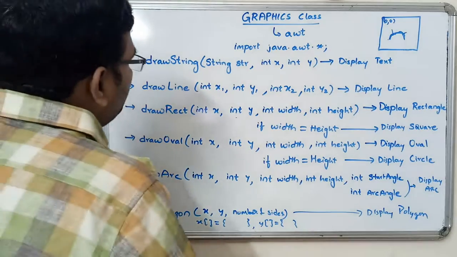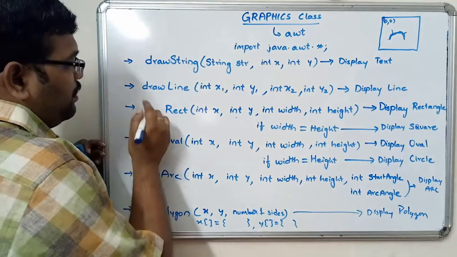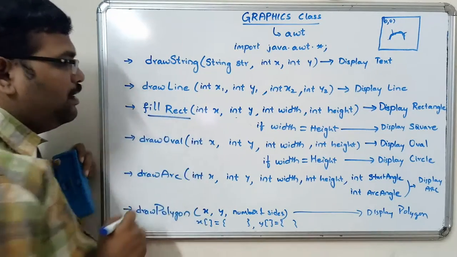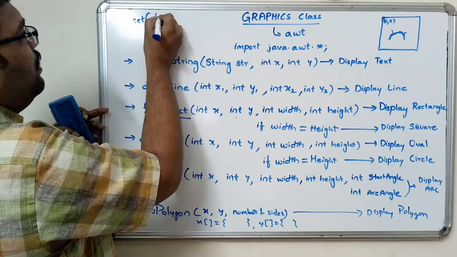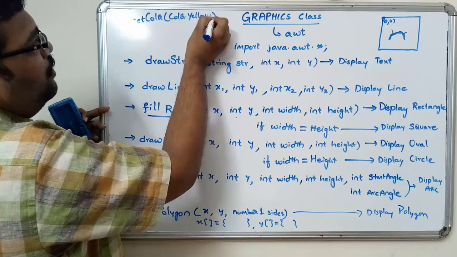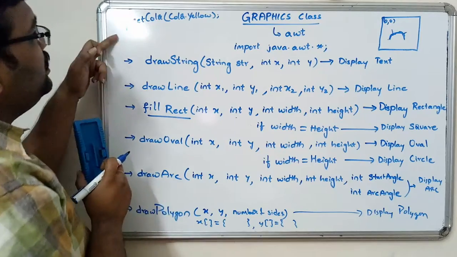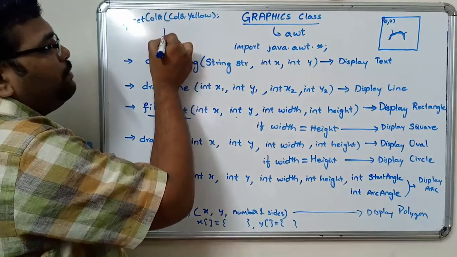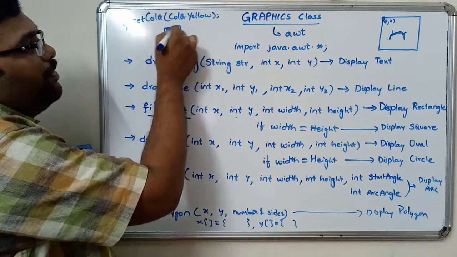And apart from these methods, there are a few more methods called fill rectangle. That means we can set the color, right? We can give color dot yellow. If g is an object for graphics, let g dot set color yellow. If you write fill rectangle, it will display the rectangle filled with yellow color, right?